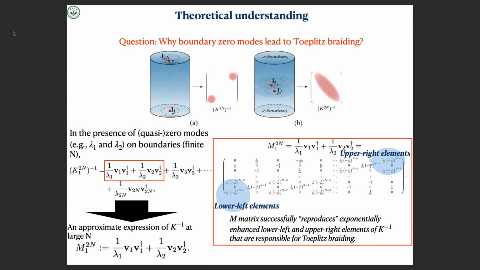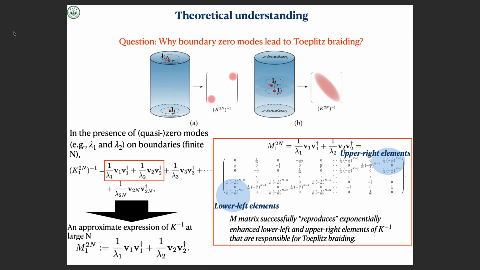So what's the definition of quasi-zero? Here you have V1, V2. The corresponding wave function gradually localizes on the boundary when you increase the system size, because in general the system size is finite. When you increase n, then this V1, V2 will localize on the boundary. The corresponding eigenvalue we call a quasi-zero mode.